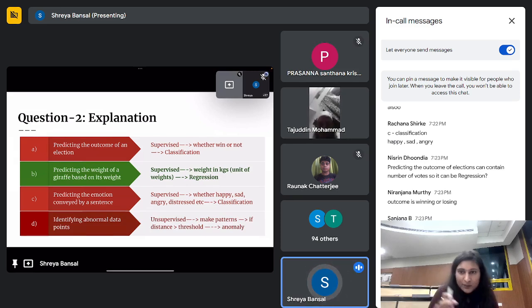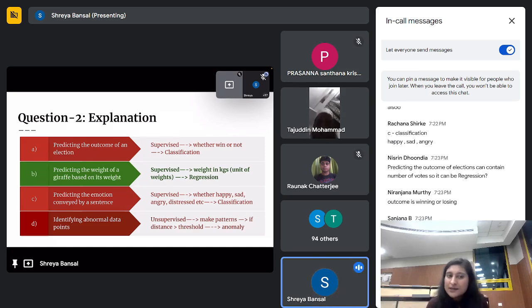Last, this is very important because many of you have written D also as regression. Now, identifying abnormal data points. This type of analysis in data we call anomaly detection. Anomaly means abnormal data. Abnormal means, let's say, I'm giving you an example. There is a rainy day, a downpour outside, and just let me know whether someone wearing an umbrella or raincoat is normal or not wearing.